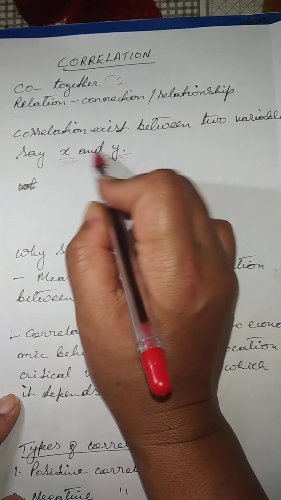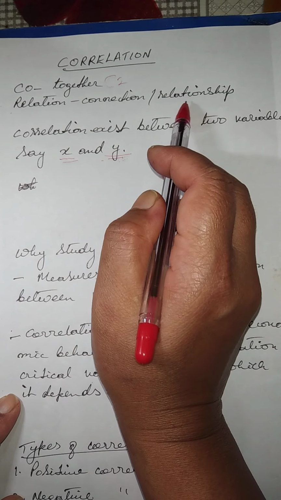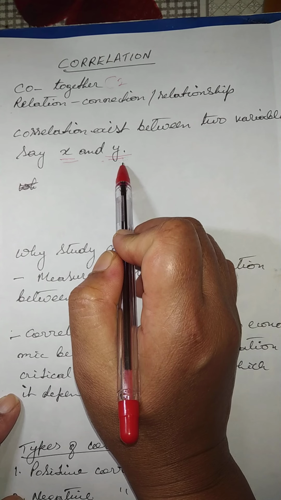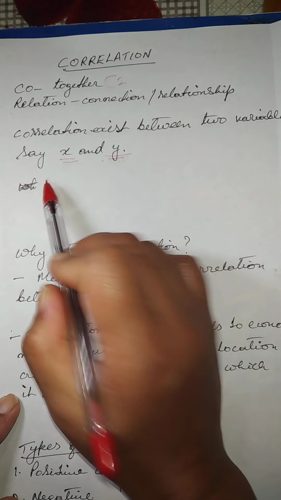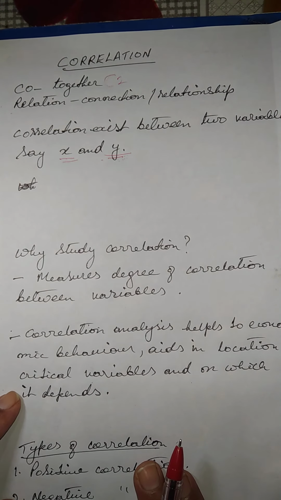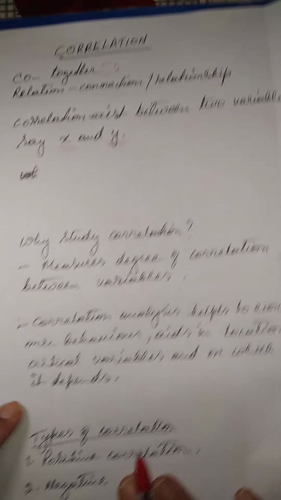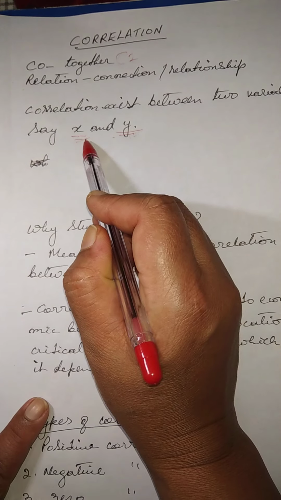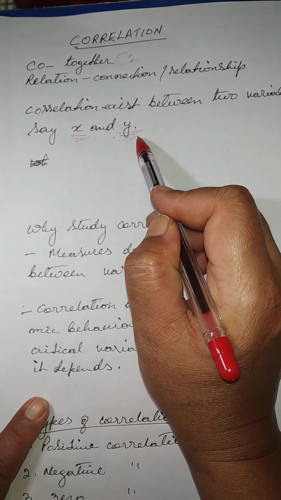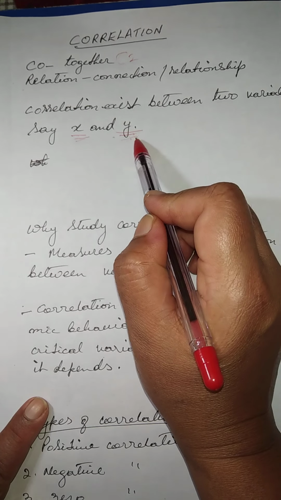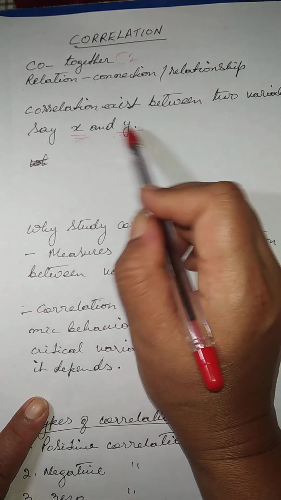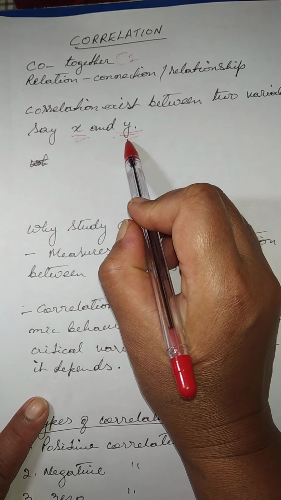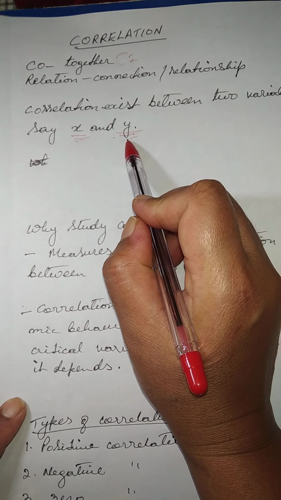So if these two variables are connected or have a relationship, it is known as correlation between x and y. Okay, that means the relationship between x and y. So that means if x moves in one direction, y will also be moving in the same direction or in the opposite direction. So the movement in one variable will be accompanied by the movement in the other variable.